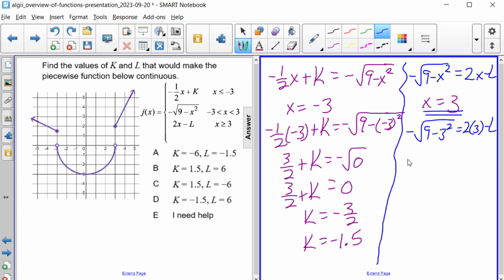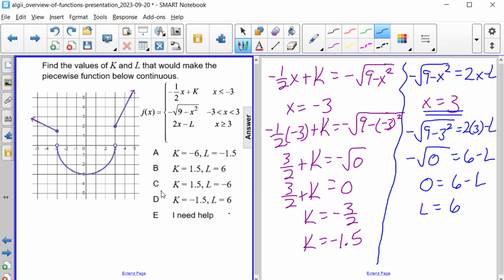So we have the negative square root, 3 squared is 9, 9 minus 9 is 0, is equal to 6 minus L. So we have that 0 is equal to 6 minus L, and if we add L to both sides, we will get that L is equal to positive 6. So therefore the correct answer to this problem is answer choice D. K is negative 1 1/2 and L is 6.